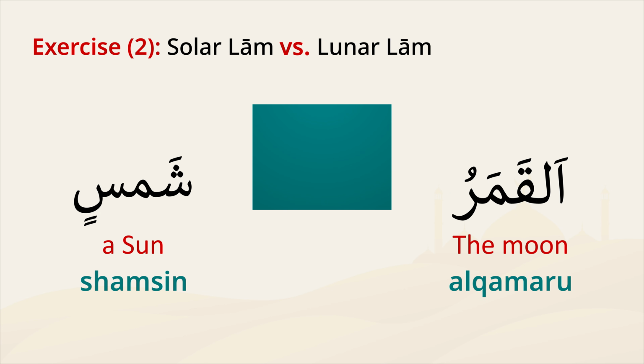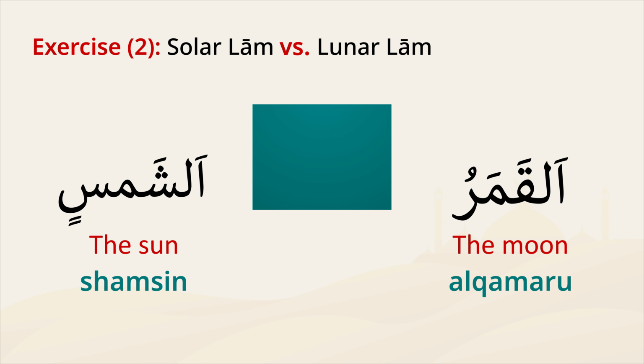Step 1. Add the definite article al. Step 2. Reduce the tanween from 2 kasras to 1. And step 3. Check whether the first letter is lunar or solar. The letter sheen is solar. So step 3 is activated.